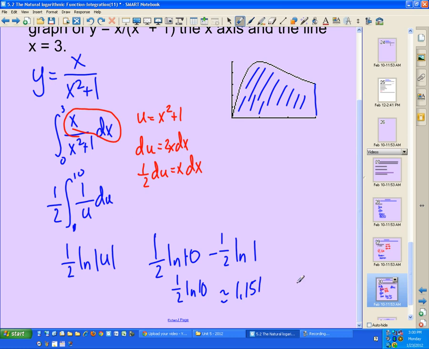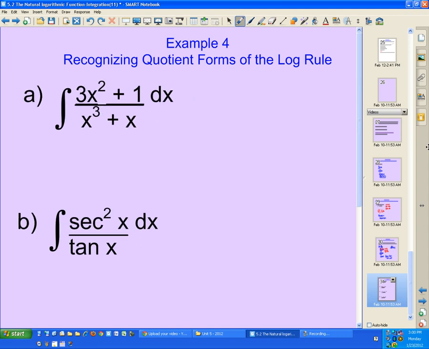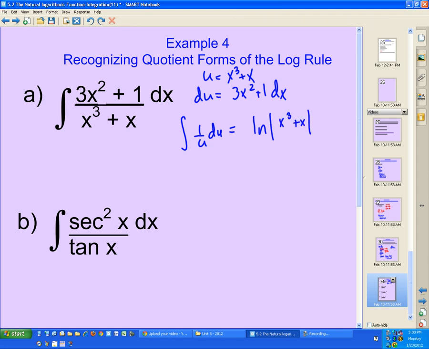So in my final example here, I've got a bunch, and we're just going to work through what the quotient rule and all of that stuff does for us. And so you may notice here in this first one, if I make my u x cubed plus x, then du will turn into 3x squared plus 1 dx, which is a very nice substitution for this because this now turns into the integral of 1 over u du, which when I integrate it, I end up with basically the natural log of u, which was x cubed plus x plus c. No big deal on that one.